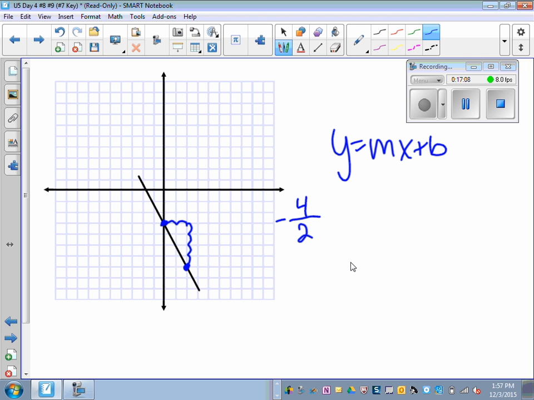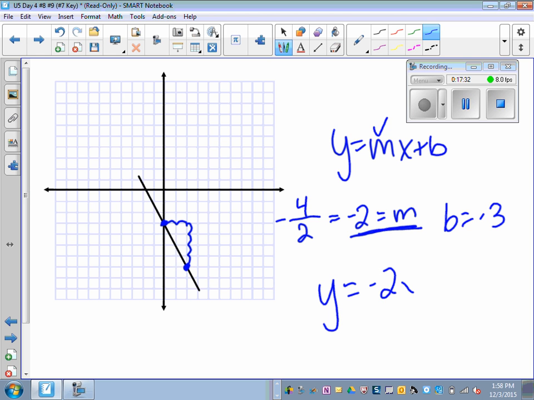Okay, what's negative 4 over 2? Very good, negative 2. So this is my slope, right? Okay, we have that. What's the other piece I need? The y-intercept. What's my y-intercept? Negative 3. Oh, look, these are the easy ones, because all we have to do now is write our equation. And we're done. Not that bad, right? Plus negative 3, that's okay.